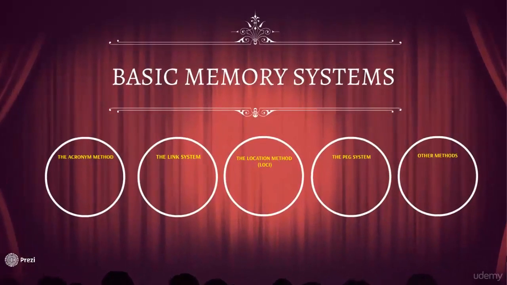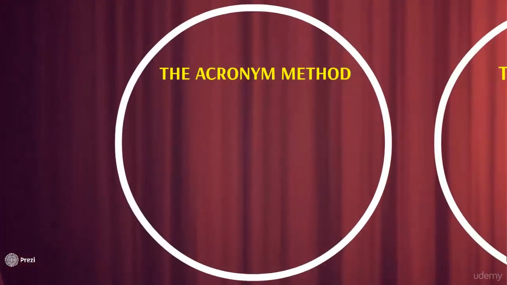In this chapter, I will present the basic memory systems and methods. Each method is explained in detail and with examples. We will start with the acronym method, which has two variants: the acronym mnemonic technique and the sentence method.